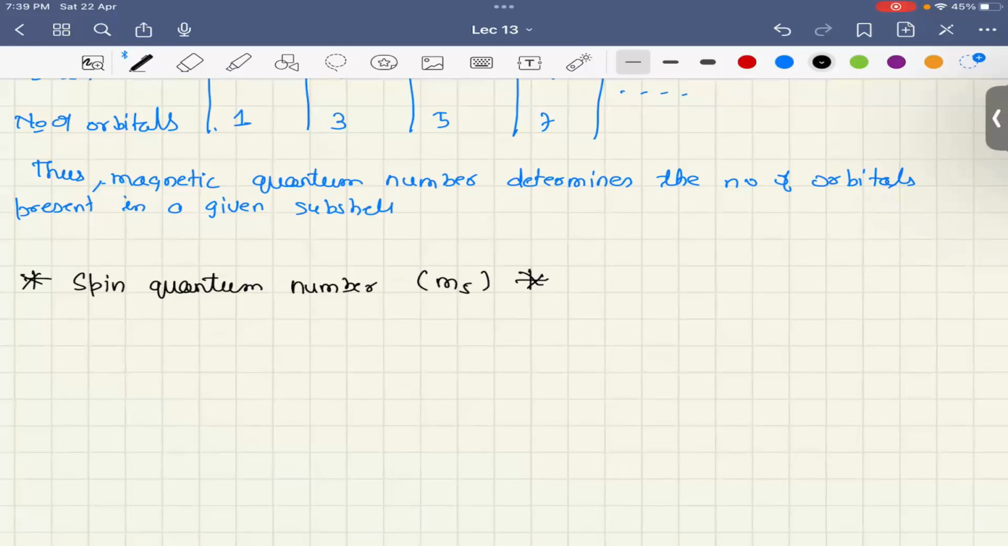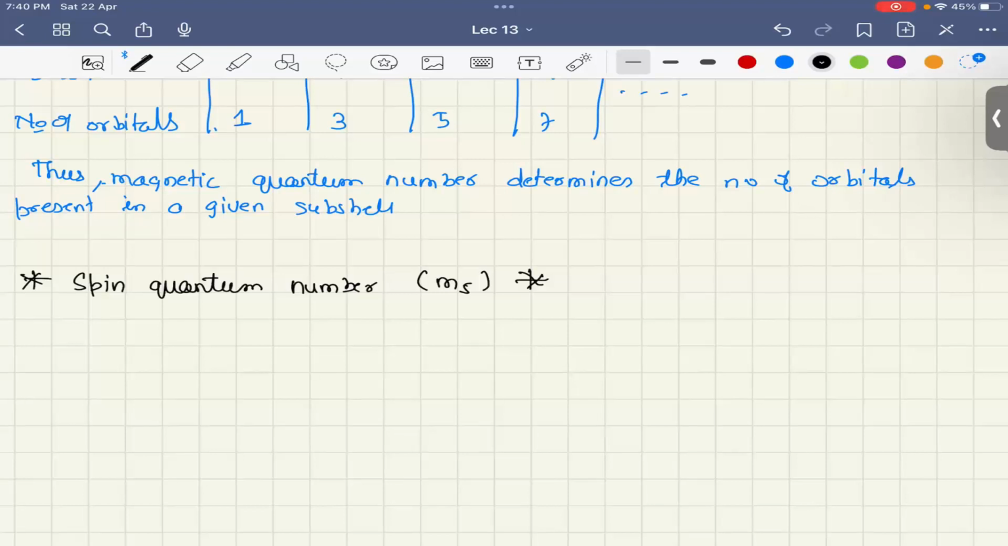So in 1925, George and Samuel proposed the fourth quantum number known as electron spin quantum number, and this number describes the spin orientation of the electron. It is designated by ms, and since the electron can spin only in two ways, that is clockwise or anti-clockwise, the spin quantum number can only take two values, which is plus half and minus half. This quantum number has a value independent of the values of other three quantum numbers.